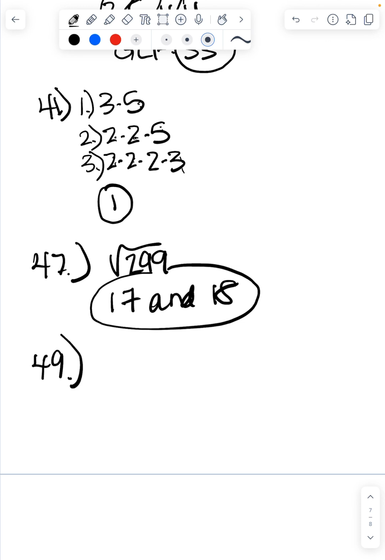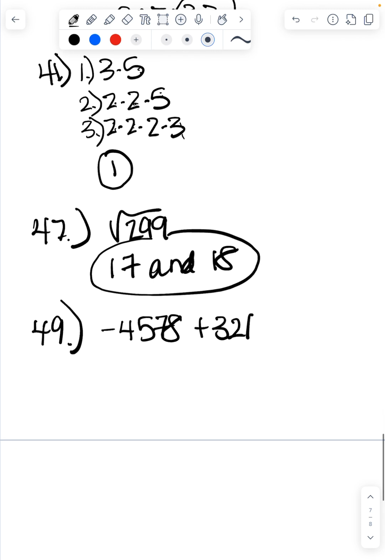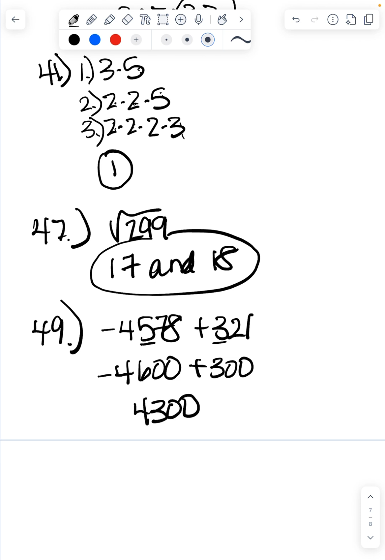Number 49. Estimate the sum or difference by rounding each number to the nearest hundred. So we have negative 4,578 plus 321. We're going to round each number to the nearest hundred. So for this one, it's going to be negative 4,600 plus, and for this one, that's in the hundred spot, that's going to stay 300. Then we have the signs are different, so we find the difference, which is 4,300. We're going to keep it negative because the larger number was negative.